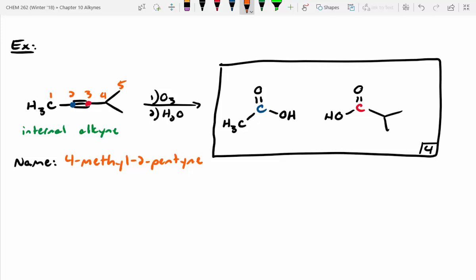Make sense? Yep. So can you always conclude that the left side of the triple bond is always going to be a carboxylic acid? Well, it depends how it's oriented. Anytime you've got a triple bond where one side of it is attached to a carbon, that side will turn into a carboxylic acid. And if you have a side that's not attached to a carbon, that carbon will turn into CO2. All right, so now I'll give you guys a challenge problem.